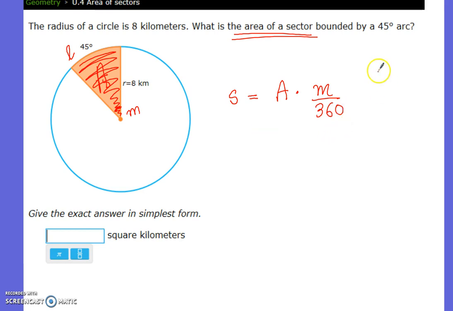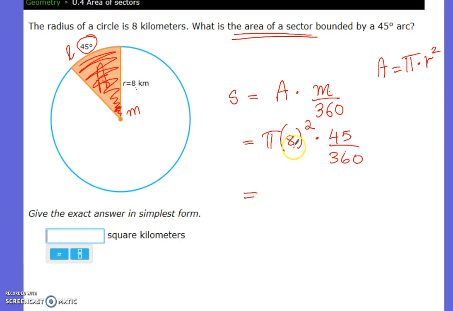Alright. So we know that the area of a circle is pi times radius squared. Unlike circumference, you don't multiply radius by 2, you square the radius to get the area. So here the area of the whole circle will be pi times the radius, 8, squared, times, instead of m you plug in the angle measure, which is 45 divided by 360.